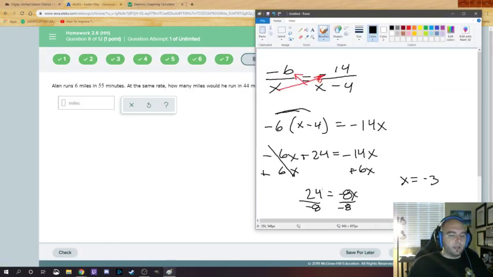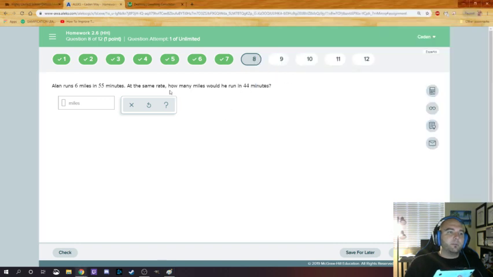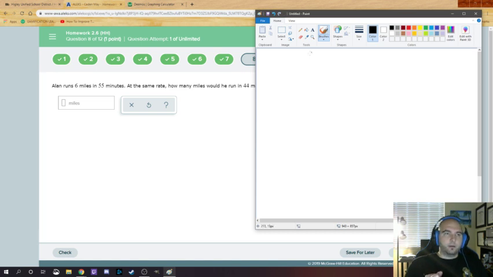Okay, the rest of these are going to be word problems, or problems that have a picture involved with it, because you're probably going to see these. When it comes to solving proportions, this is what they give you. It says Alan runs 6 miles in 55 minutes. At that same rate, how many miles would he run in 44 minutes? So you have to think of it this way. This many miles for this many minutes. How many miles for that many minutes? So you set up a proportion. 6 miles can be done in 55 minutes. How many miles, I don't know, can be done in 44 minutes?